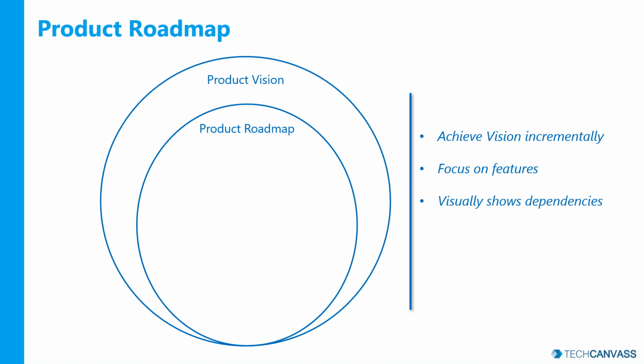And it visually shows dependencies between features, and it's a popular way of showing a project plan in agile projects, right? If management comes to you in an agile project and asks where your project plan is, the product roadmap is typically shown as an agile project plan. Now, product roadmap is good, but it is very high level, right?